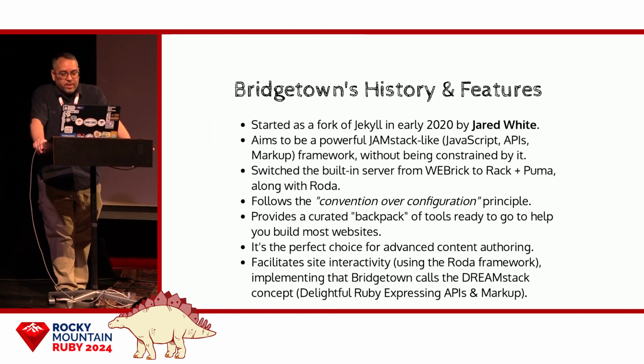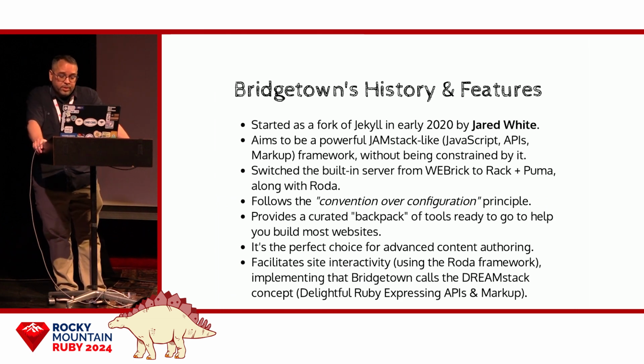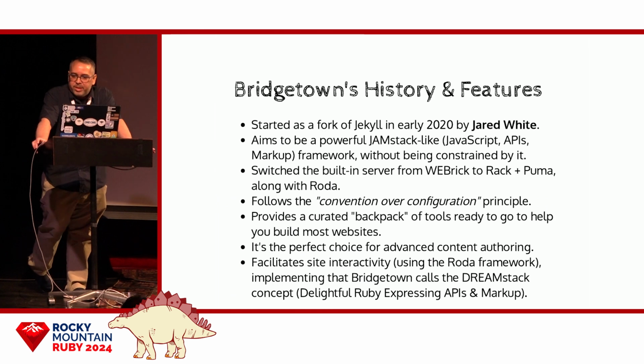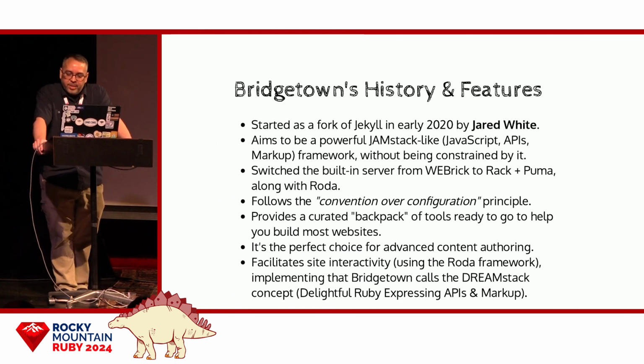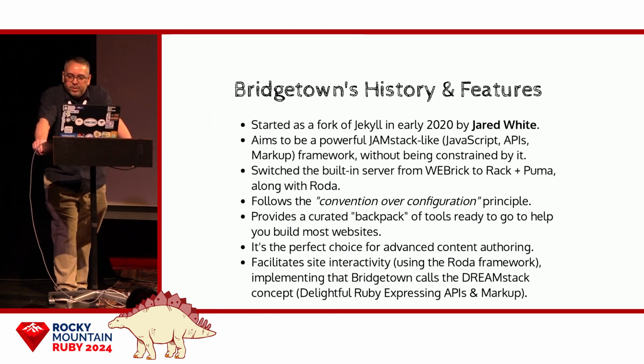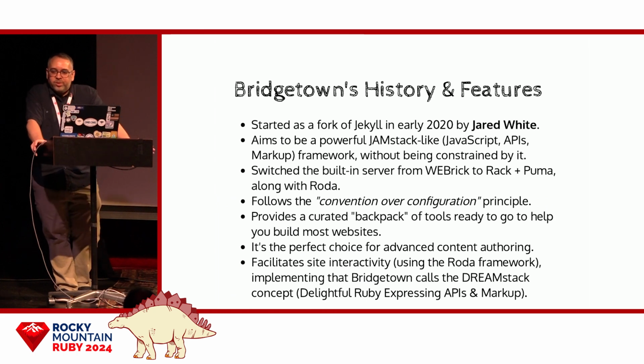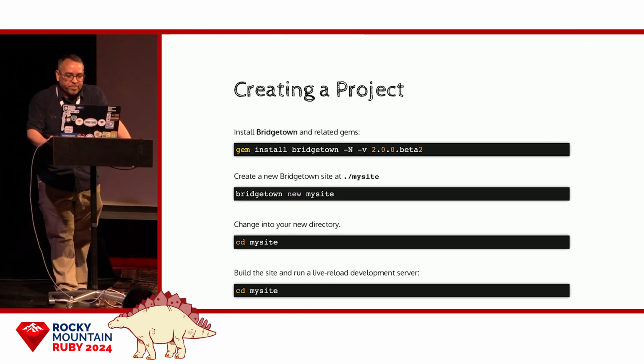As I said, it's great for static content generation. And then it follows the Jamstack framework, which is basically JavaScript, APIs, and markup, right? But it takes it to the next level with what they call the Dream Stack, which is a funny name. And it stands for Delightful Ruby Expressing APIs and Markup, right? And basically, in simple words, it allows Bridgetown to bring interactivity to your old static site using Roda.